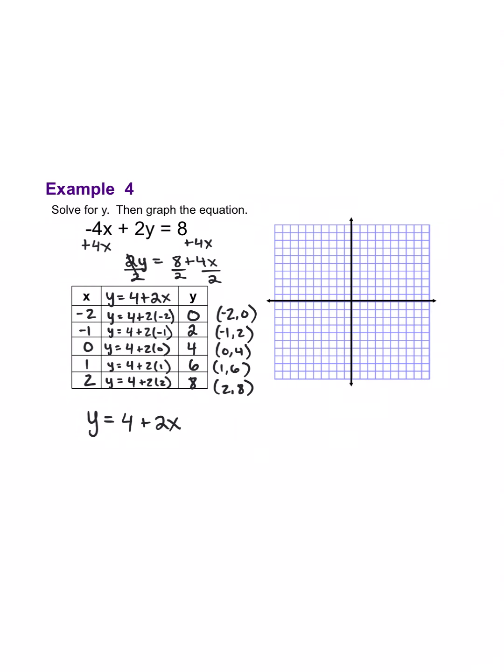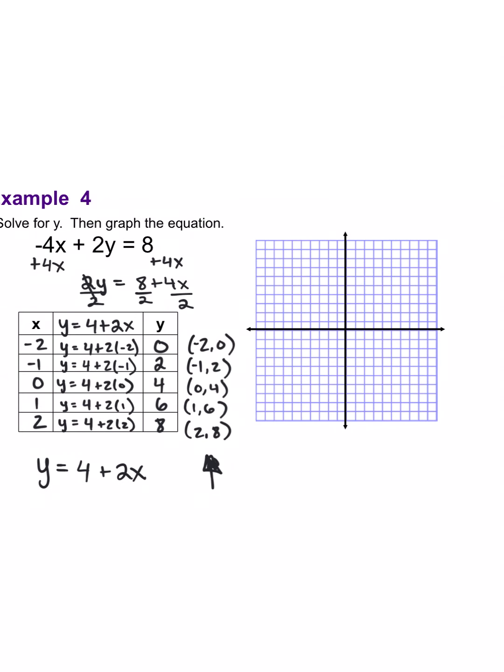So I got all my y values here. I made them into ordered pairs right there for all my x and y values. And now I come over to my graph to graph them. At -2, I'm at 0. At -1, I'm at 2. At 0, I'm at 4. At 1, I'm at 6. And at 2, I'm at 8. I have my straight line. I connect them with a line that goes through all the points, draw the arrows on both sides, and that's my graph of my line.